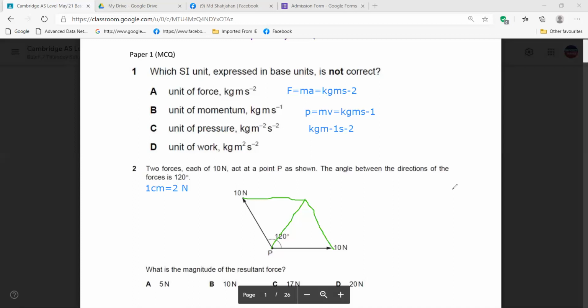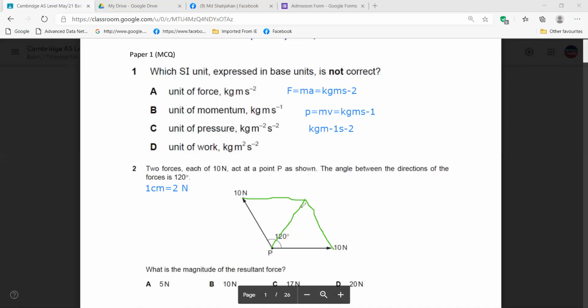Yes, sir. I'm done making that 120 degrees, sir. So now you complete the diagram. This one you took 5 centimeter, right? And this one also will take 5 centimeter. Then you complete the parallelogram. Get the diagonal's length. Check how much is coming.